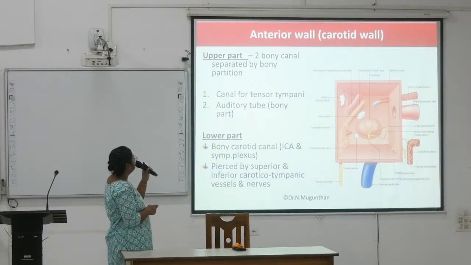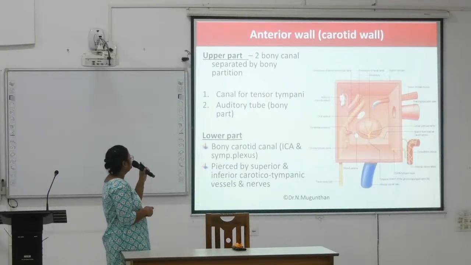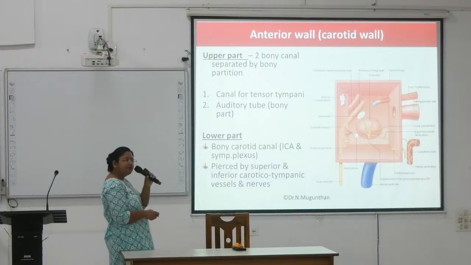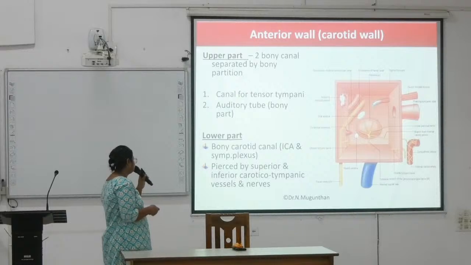In the upper part there are two bony canals separated by a bony partition. The upper one is the canal for the tensor tympani; the tensor tympani muscle is entering into the middle ear. The lower one is the opening of the auditory tube, or eustachian tube. Okay, bony part. And in the lower part, the bony carotid canal. Here lies the bony carotid canal. The internal carotid artery, surrounded by the sympathetic plexus, is lying here and is pierced by the superior and inferior caroticotympanic vessels and nerves. Here you can see the piercing of the nerves and vessels.